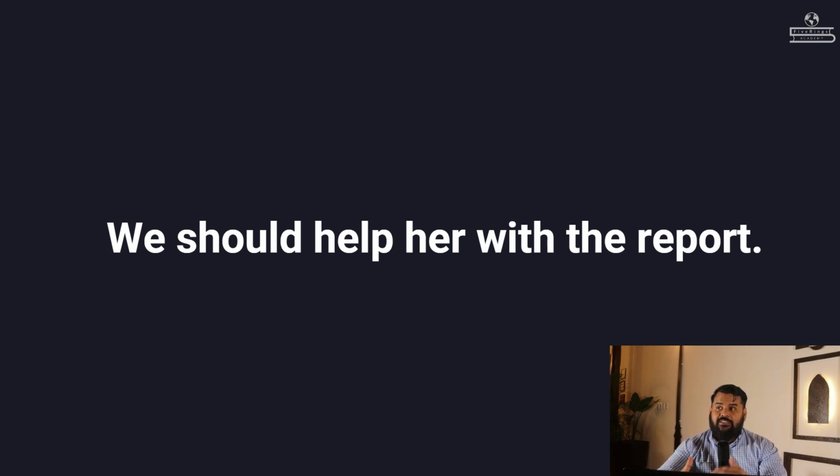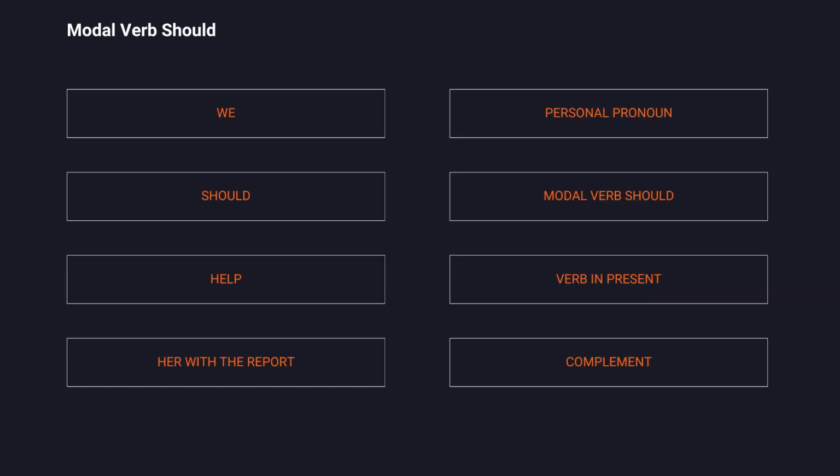One more time, right? It's a moral obligation. It's something that we are supposed to do. But at the end of the day, it's up to you or up to me if we help her with the report. So in this sentence, we is the personal pronoun. Should is the verb that helps us to indicate that moral obligation. Help is the verb in present, ayudar. Her with the report would be the complement.